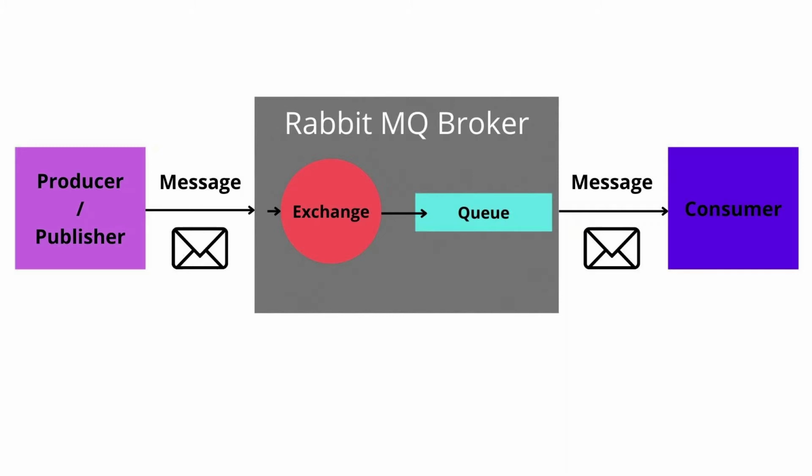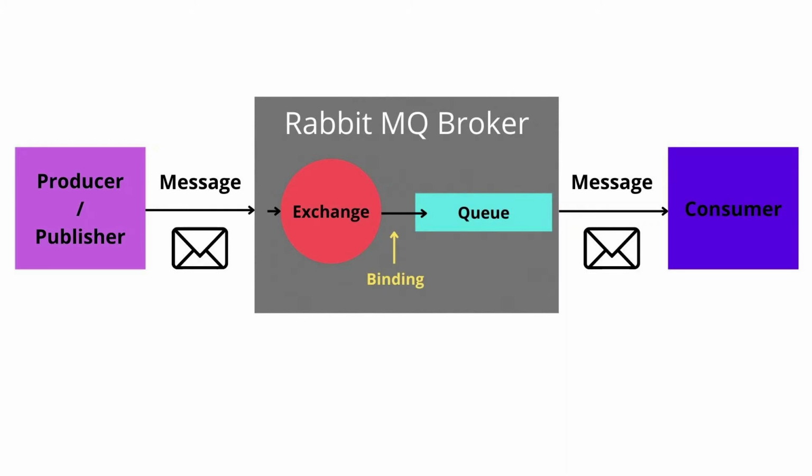But how does the exchange know which message should be routed to which queue? Well, before I answer that question, I want to point out one more thing, which is that the connection between the exchange and the queue is called a binding. So the queue is connected to the exchange through the binding. Now let's answer the previous question.